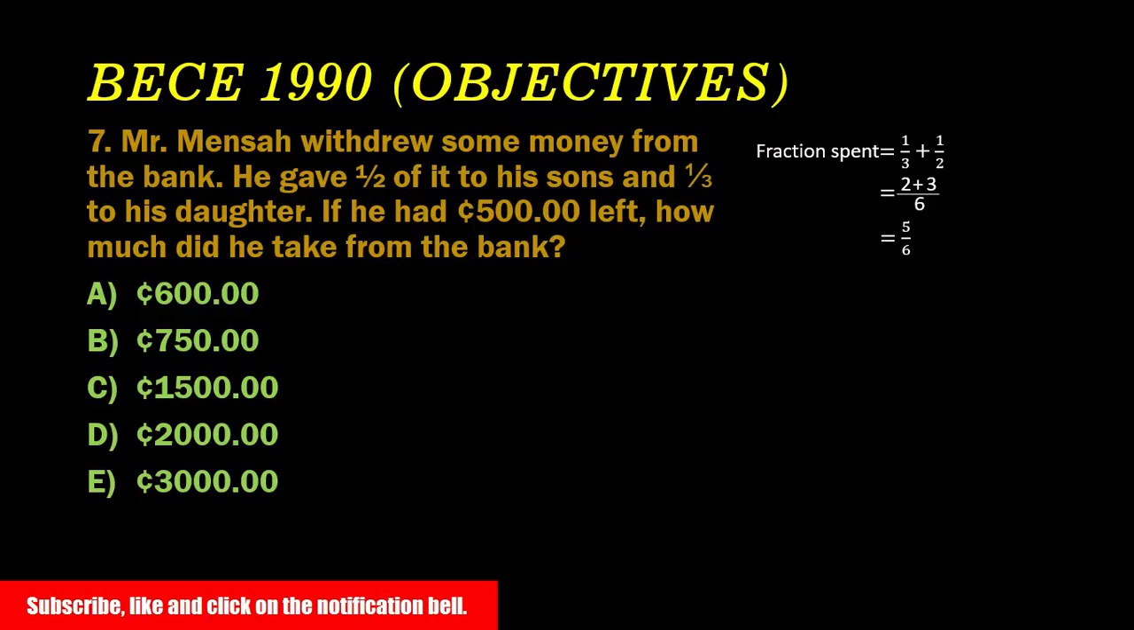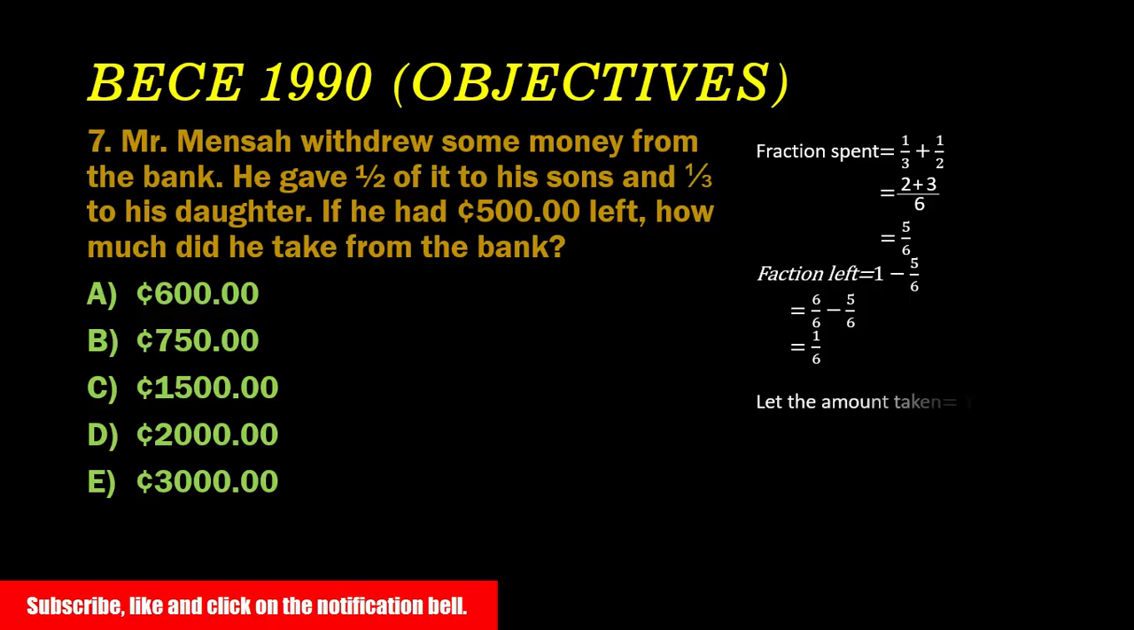Next, we find the fraction left. The fraction left, remember, is simply gotten by subtracting 5/6 from 1, as shown on the screen. And now to do this, we simply change 1 to 6/6, so that we can just simply subtract the numerators. So that implies that we have 6/6 minus 5/6. And that simply gives us the answer 1/6. Once 1/6 is the fraction left, what it simply means is that 1/6 of the amount withdrawn from the bank is simply 500 Ghana cedis.